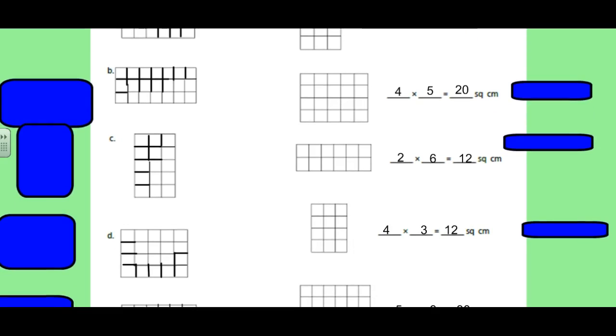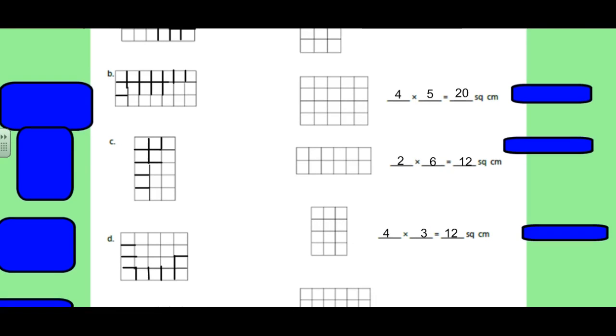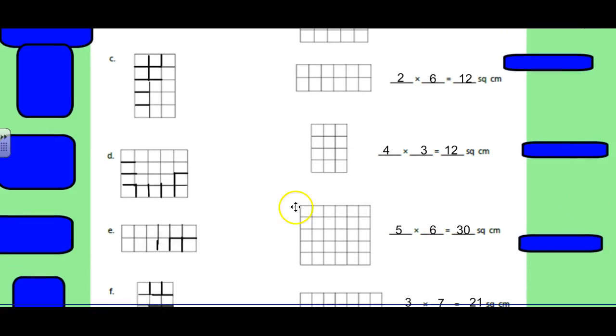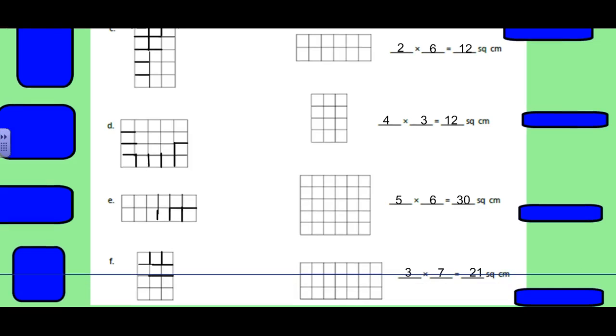D had 4 rows with 5 in each row, so you would have drawn a line to this rectangle right here that had 4 times 5 equals 20. E had 2 rows with 6 in each row, so you would have drawn a line to this rectangle that was 2 times 6 equals 12. And F had 4 rows with 3 in each row, so you would have drawn it to this rectangle right here that had 4 times 3 equals 12. So we're going to go over to the back side of the problem set now.